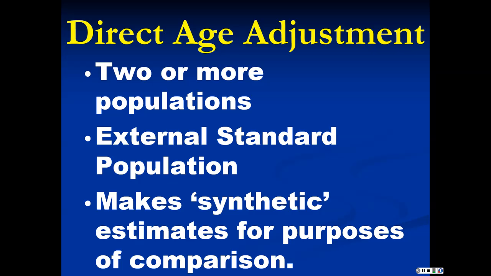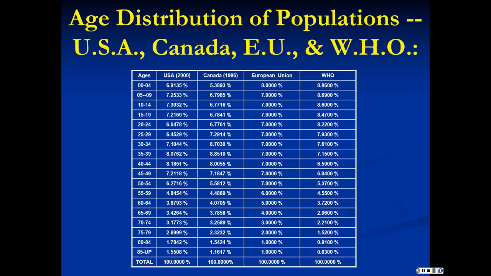Direct age adjustment is when we want to compare two or more populations, generally two or more rather large populations, and we adjust the age-specific rates using weights. We make a weighted average using weights that are derived from an external standard population. And with this, we're able to make synthetic estimates for the purposes of comparison. So what I mean by a standard population is a set of weights based on the distribution of the age groups in the population of a specific region.